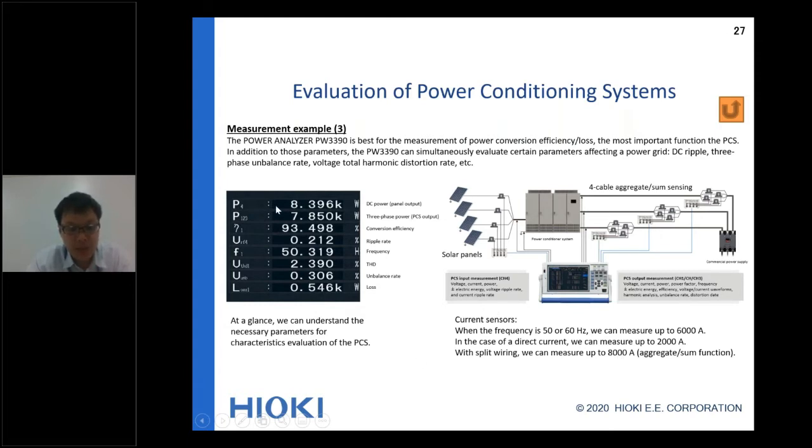So in that case, you can see like this: P123. P4 is the solar panel, so the power conditioner system's primary side. And P123 is the secondary side of the PCS, with efficiency like this, and fundamental frequency, ripple rate, THD, unbalanced rate, and loss. This kind of measurement you can do.